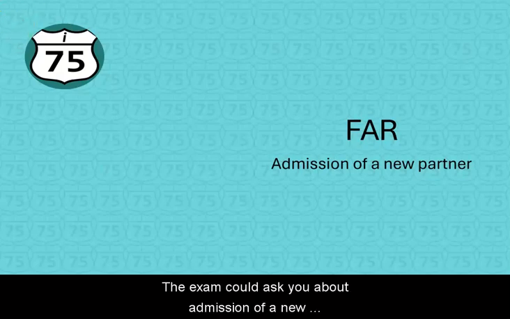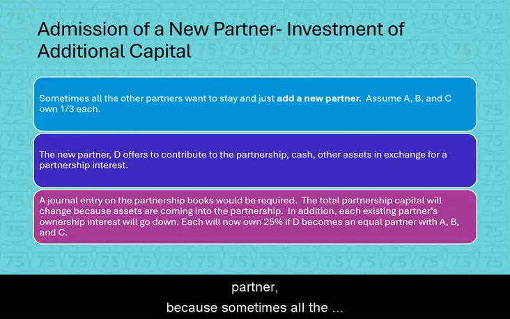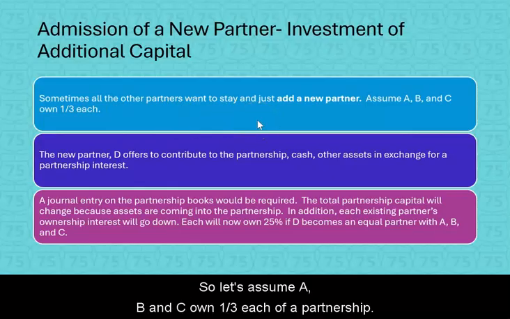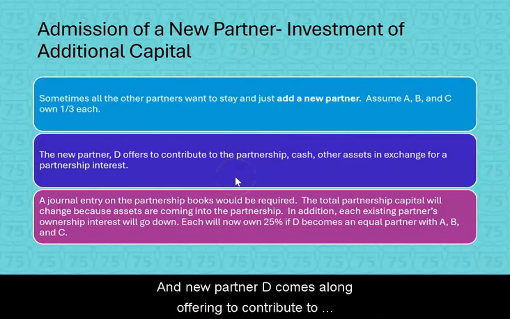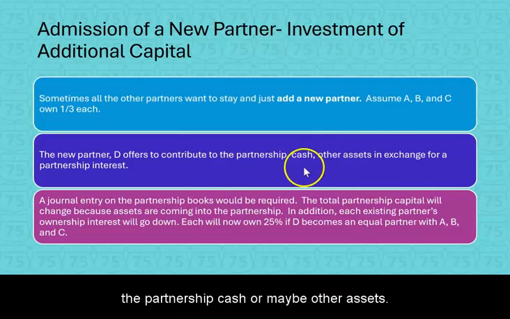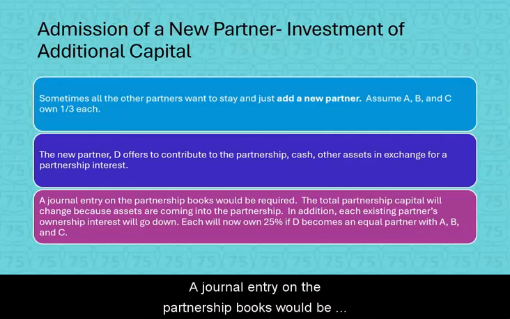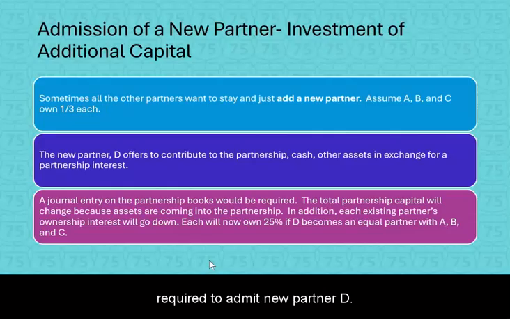The exam could ask you about admission of a new partner, because sometimes all the other partners want to stay and just add a new partner. So let's assume A, B, and C own 1/3 each of a partnership, and new partner D comes along offering to contribute to the partnership cash or maybe other assets in exchange for a partnership interest. A journal entry on the partnership books would be required to admit new partner D.